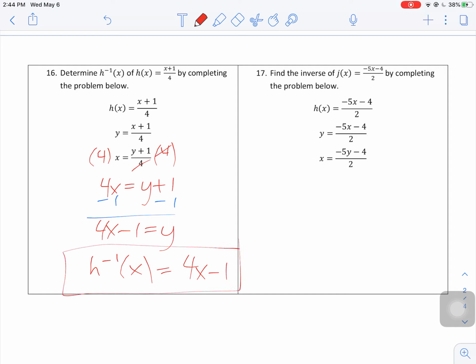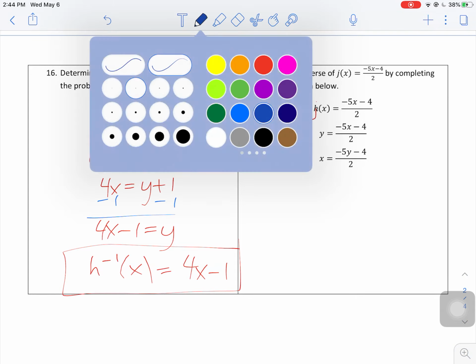Last one, number 17. So they have the problem started for us. Sorry, there's a little tiny typo there. That should be a j of x instead of an h of x. So they let j of x equal y, and then they switch the x and y for us, and now we get to solve for y.